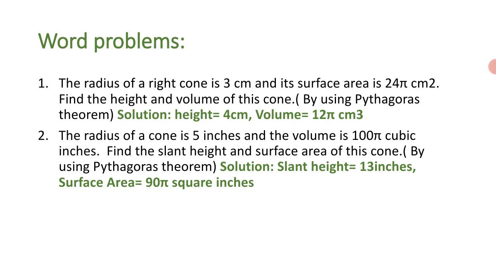So we can use the volume formula 1 by 3 pi r square h cubic units and radius 5 inches, and we can find the height of the cone. Next, by using the Pythagoras theorem, we can find the slanting height, that is l, of the cone. Then we should find the surface area by using the formula pi r into r plus l square units. So we get the solution as slanting height 13 inches and surface area 90 pi square inches.